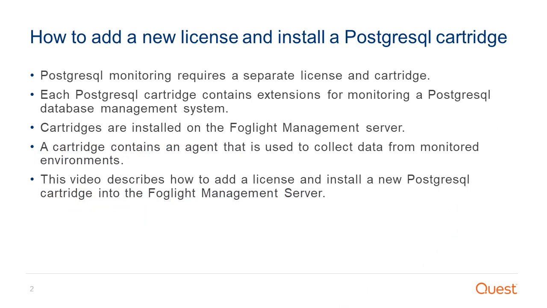PostgreSQL monitoring requires a separate license and cartridge. Each PostgreSQL cartridge contains extensions for monitoring a PostgreSQL database management system. Cartridges are installed on the Foglight management server. A cartridge contains an agent that is used to collect data from monitor environments. This video describes how to add a license and install a new PostgreSQL cartridge into the Foglight management server.